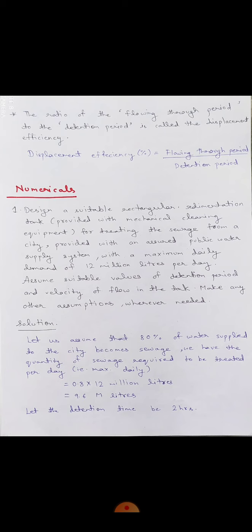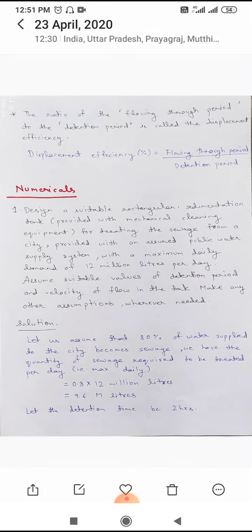The formula is flowing through period upon detention period. Flowing through period means the time from when the water enters the tank as influent till when it exits, upon the detention period. From these two values, the flowing through period and the detention period, you can calculate the displacement efficiency, which comes as a percentage value. Okay, now coming to the numerical portion.